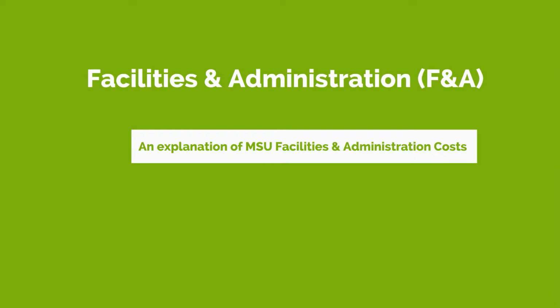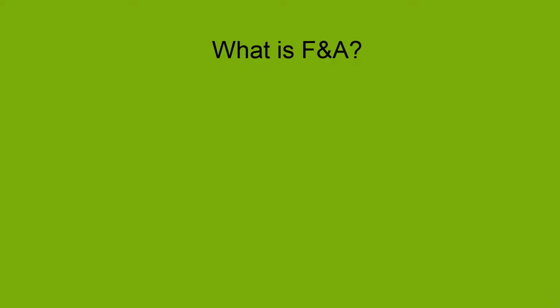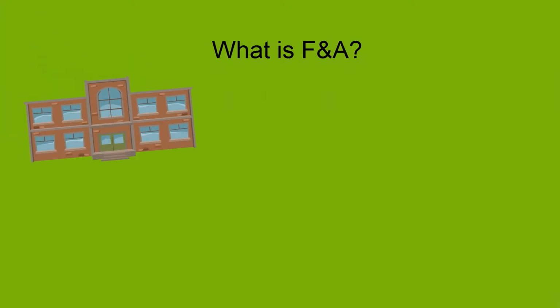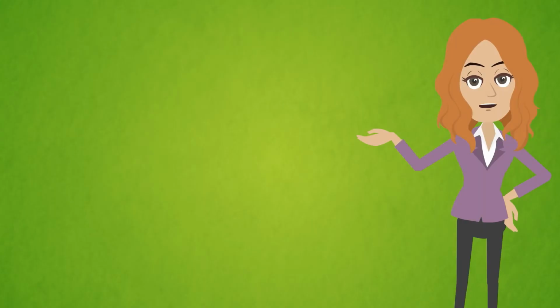Welcome to a tutorial discussing MSU Facilities and Administration, which is referred to as F&A. Today, I will be talking about what F&A is, why it's important, and how to use it in your grant proposals. What is F&A? F&A costs are charged to grant proposals to support the university's infrastructure. The university uses this money to pay for department administration costs, operations, building maintenance, heating, lighting, custodial services, campus security, and phones. The F&A rate is negotiated with the Department of Health and Human Services.